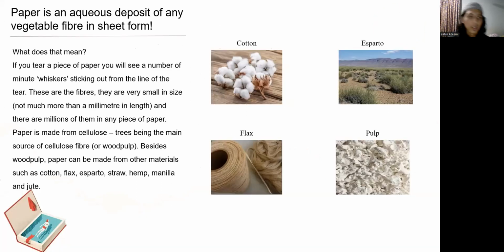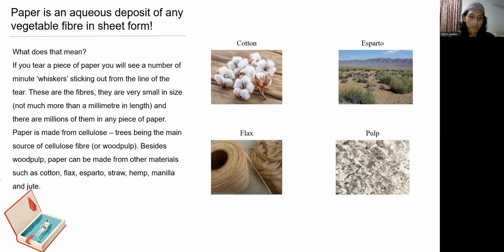So paper is also an aqueous deposit of any vegetable fiber in sheet form. What does that mean? If you tear a piece of paper, you will see a number of minute whiskers sticking out from the line of the tear. These are the fibers. They are very small in size, not much more than a millimeter in length. So it's hard to see with our eye, and there are millions of them in any piece of paper.